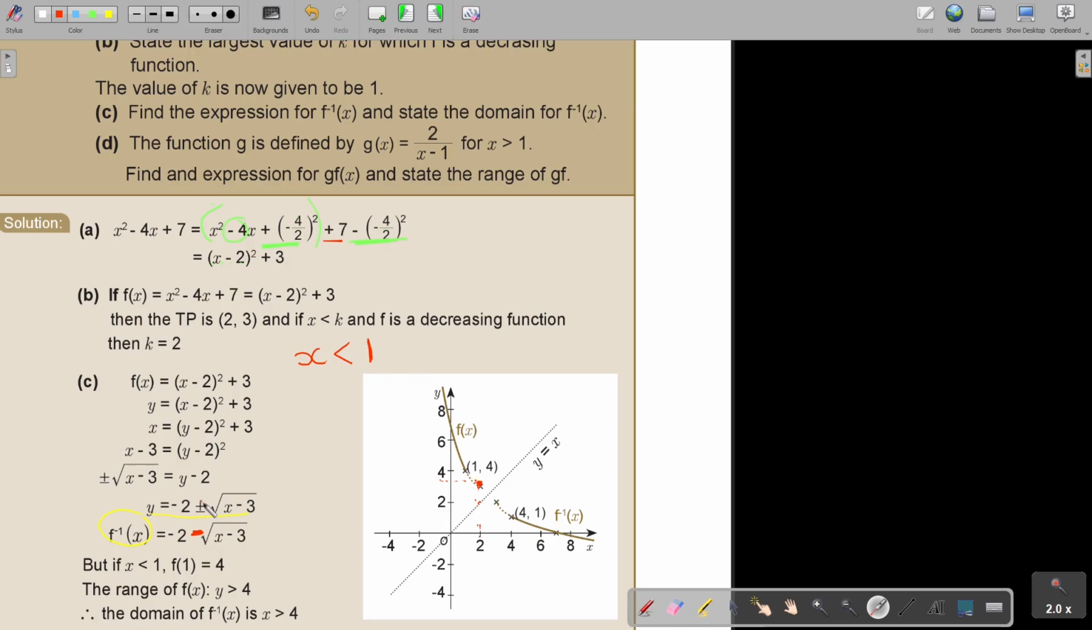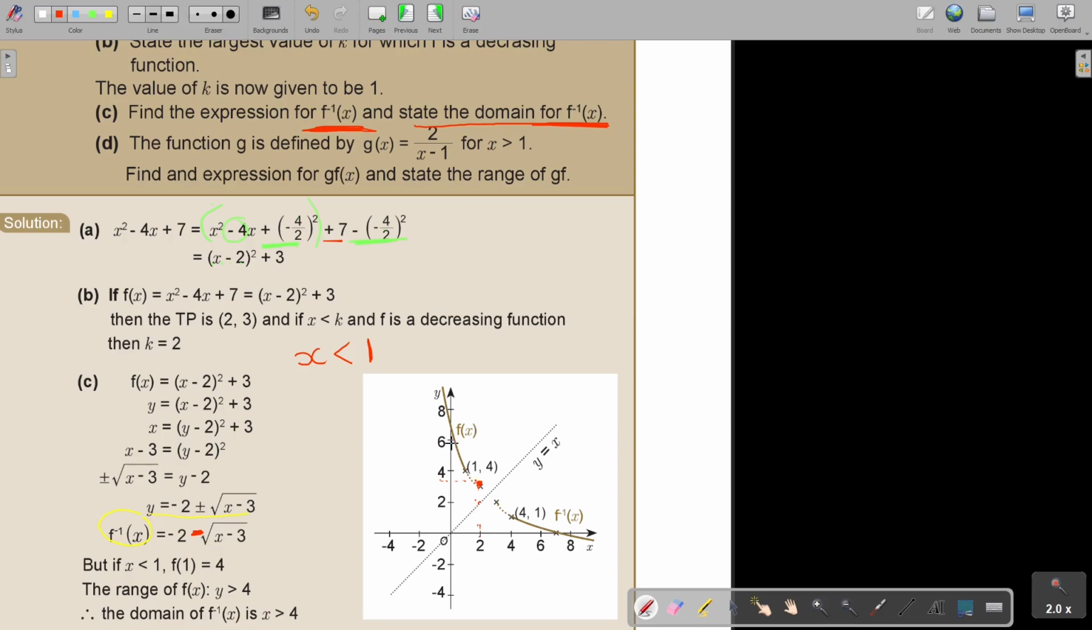Now, remember, they like doing it in functions. They like to ask more than one question. So let's always read the question again. So find the expression. That's what we did, the first part. But now, state the domain of the inverse. I'm going to take you back. I just did the graph, but it's not necessary.